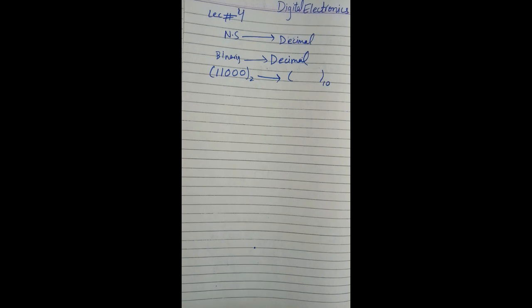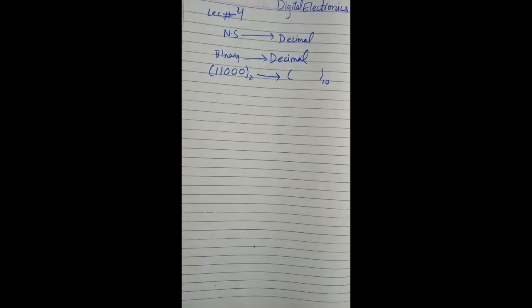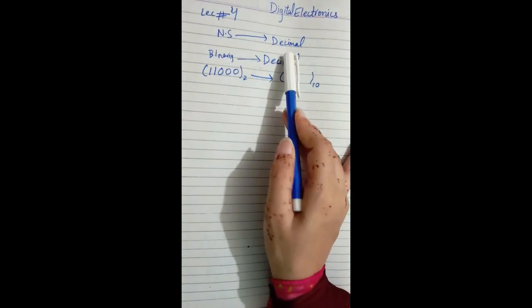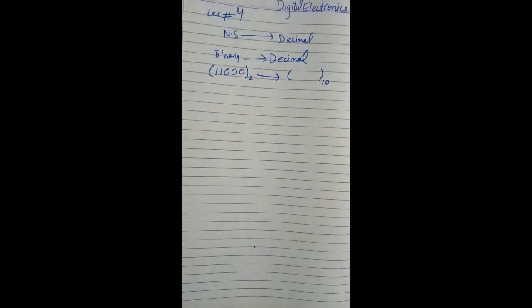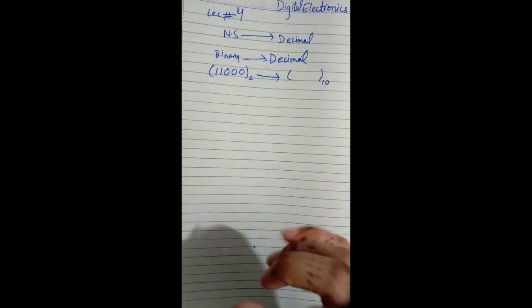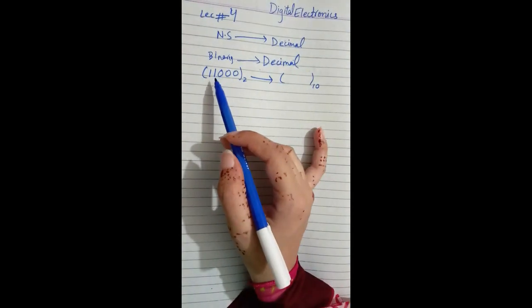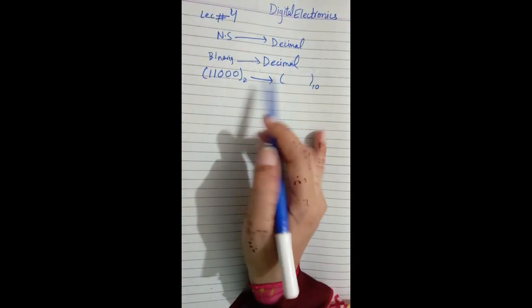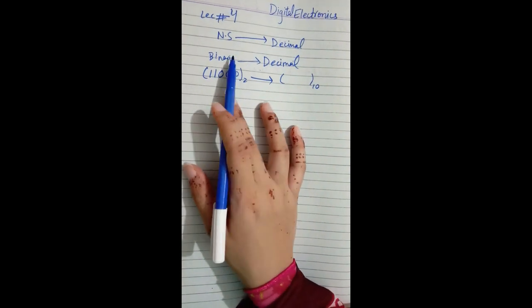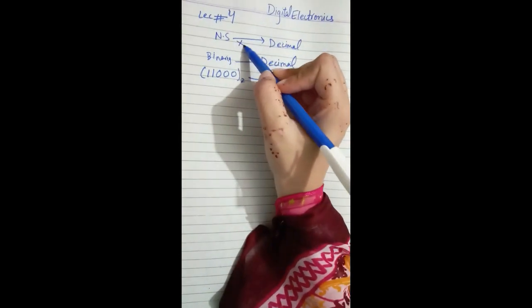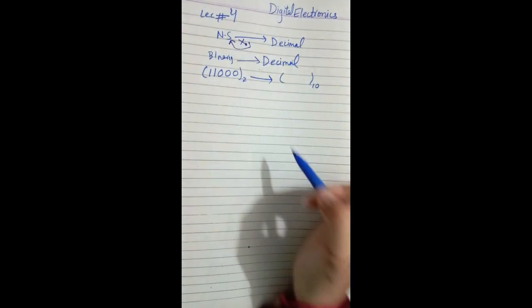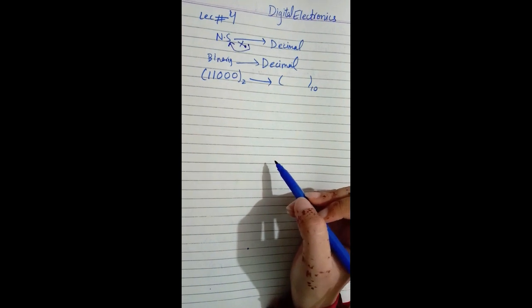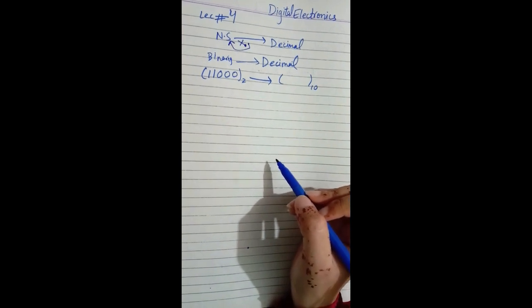This is our fourth lecture of our course Digital Electronics. Okay, in today's lecture we will study the conversion from number system to the decimal, like from binary to decimal, octal to decimal, and hexa to decimal. So to convert binary to decimal, the first number we have is 11000. For this, the rule we have is we will multiply with the base of the number system. Okay, we will multiply with the base of the number system, not the LCM multiplication.